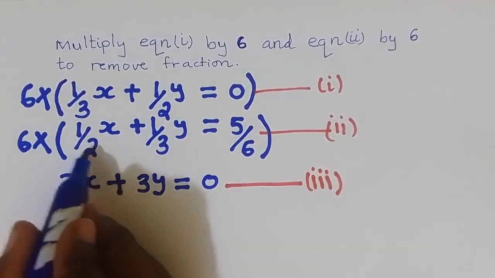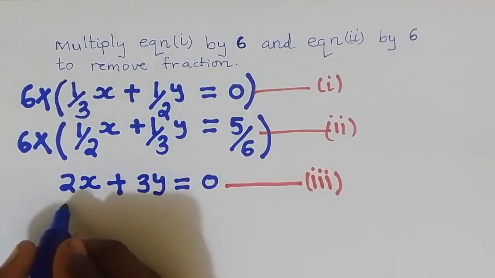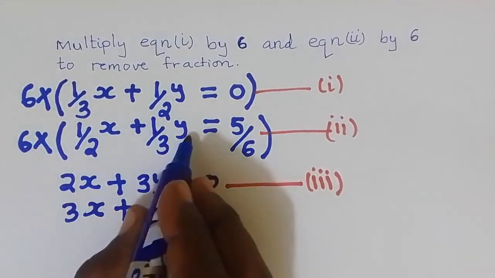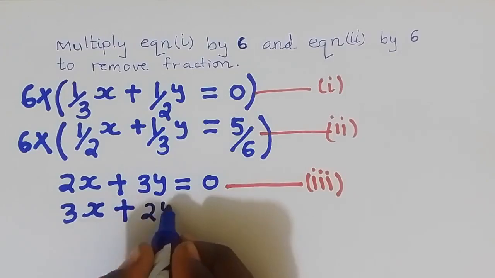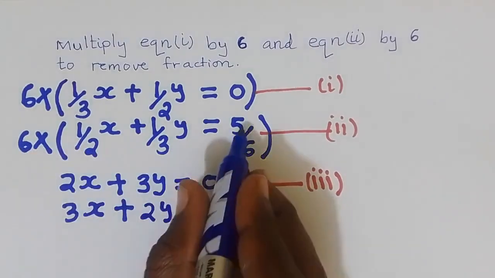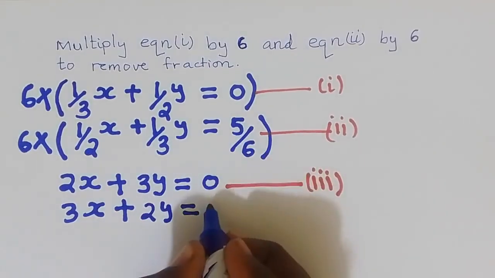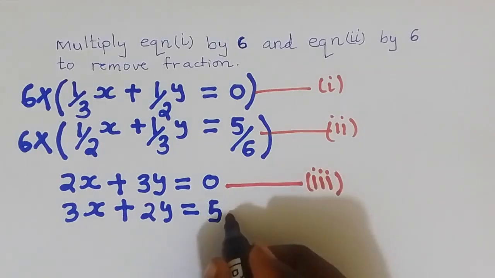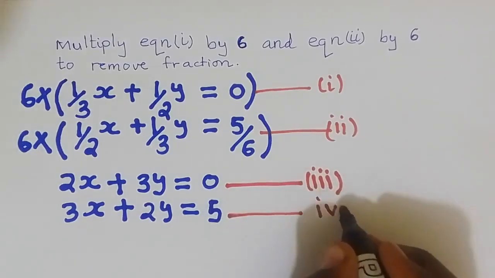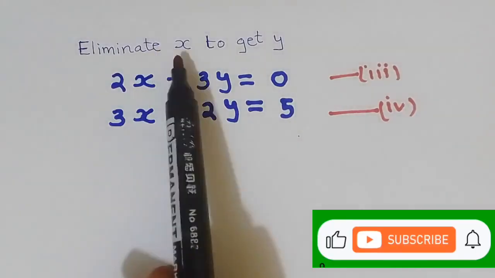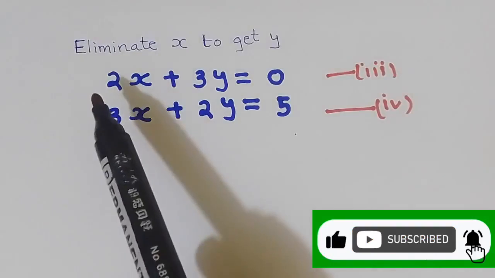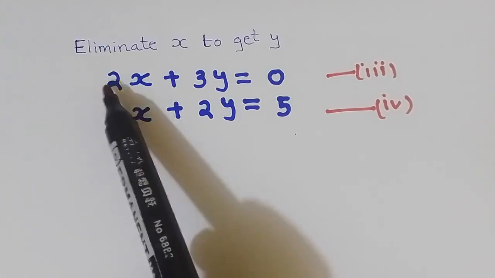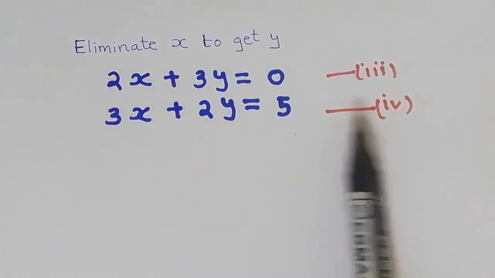6 multiplied by a half x, I'm going to get 3x. 6 multiplied by 1 over 3y, I'm going to get 2y. This is equal to 6 multiplied by 5 over 6, I'm going to get 5. I will call this equation number 4. So now we are going to eliminate x to get y. So we are going to make the coefficient of x equal. To make this coefficient equal, I'm going to multiply equation number 3 by 3 and equation number 4 by 2.